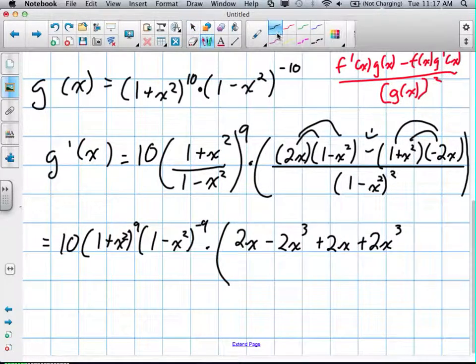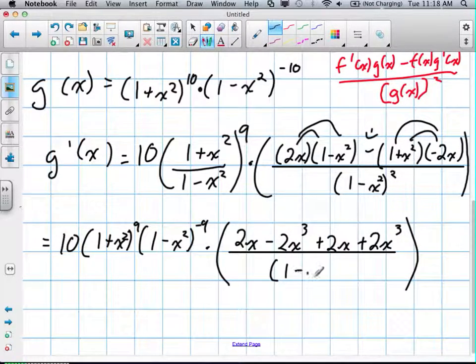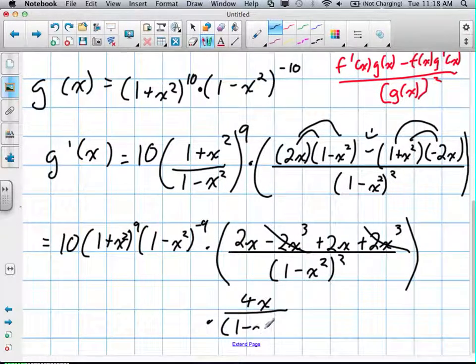And that is above our straight line here. That's above our 1 minus x squared squared. Now if you take a look at this, negative 2x cubed and positive 2x cubed creates a 0, and 2x plus 2x is going to give us 4x. So we're multiplying by 4x divided by 1 minus x squared to the power of 2.